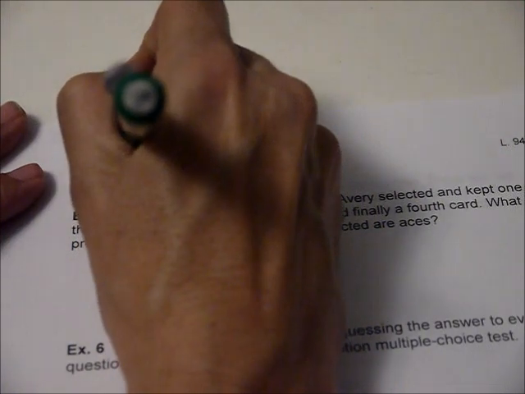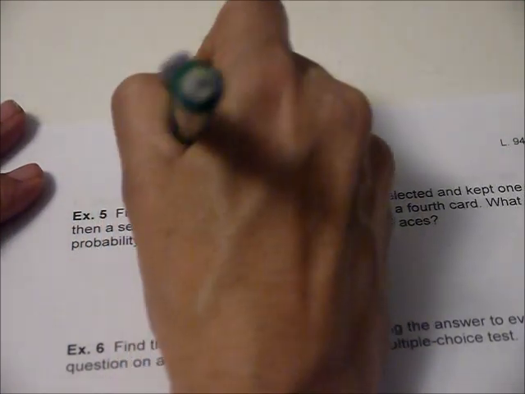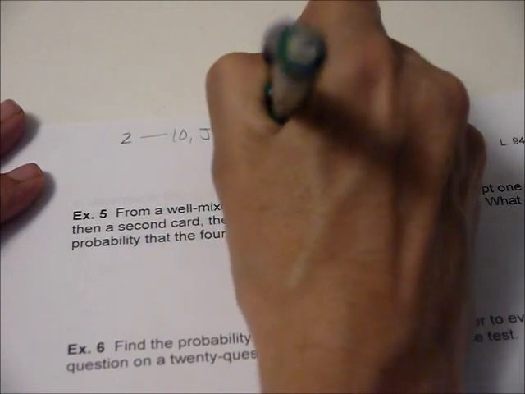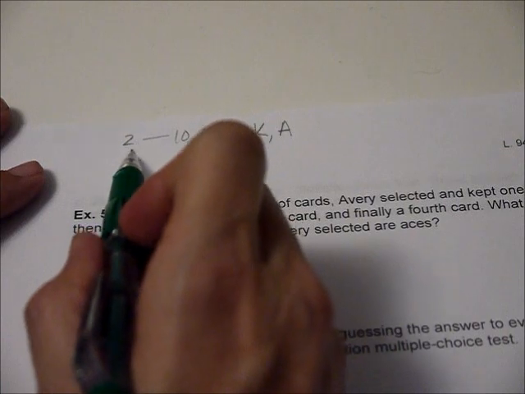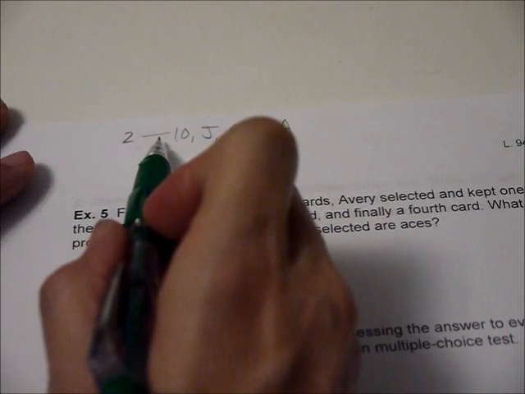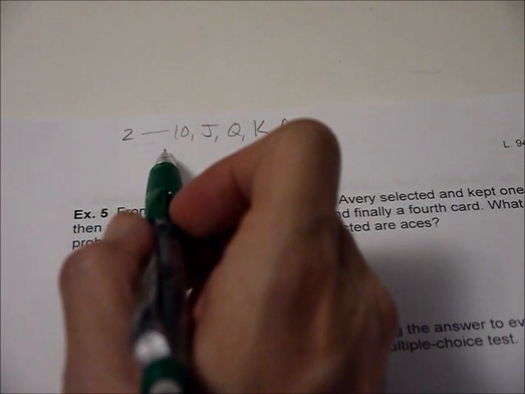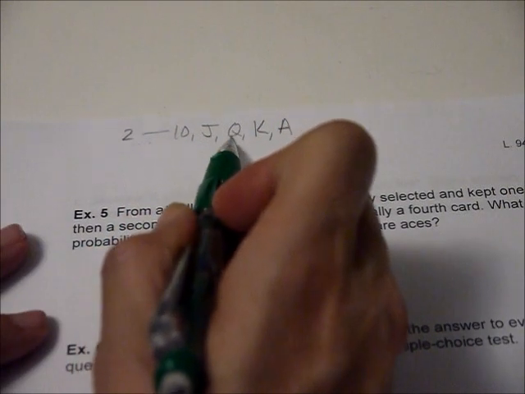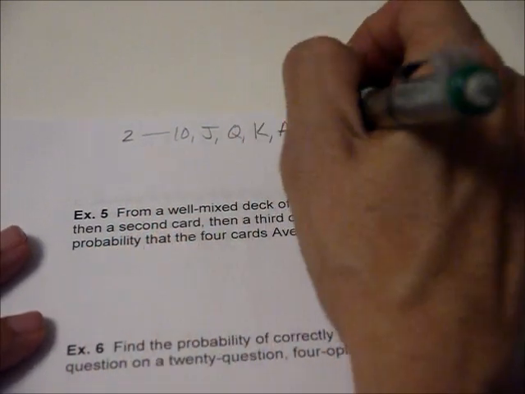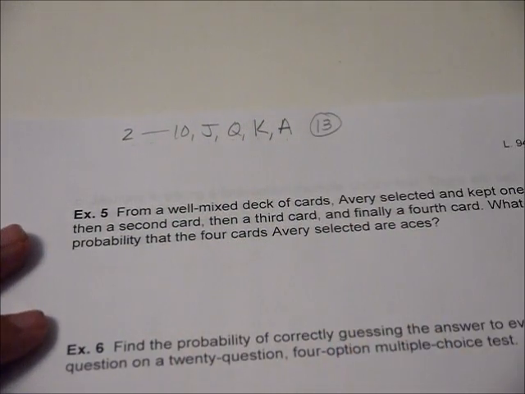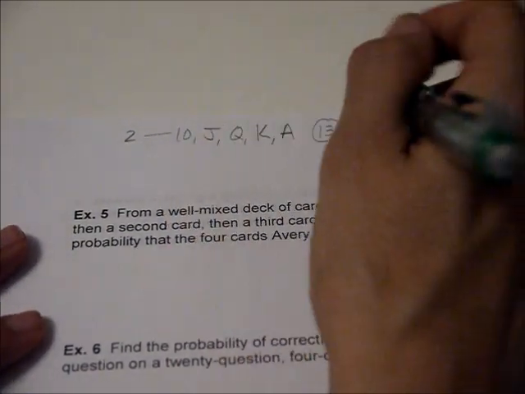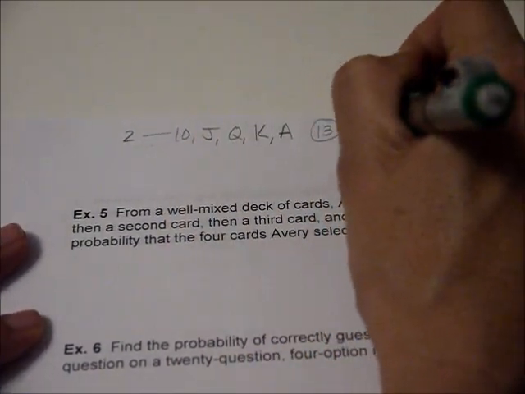Now, you do need to know that every deck has 4 suits, and they go 2 through 10. Then you've got a jack, a queen, and a king, and an ace. So what that gives us is 2, 3, 4, 5, 6, 7, 8, 9, 10, and so that's 9, 10, 11, 12, 13. Okay? There are 13 cards, but then there are 4 suits.